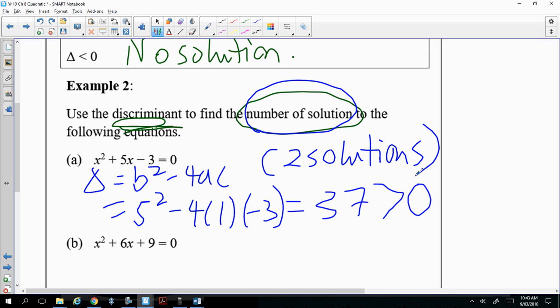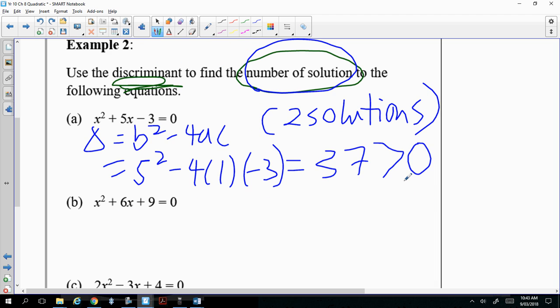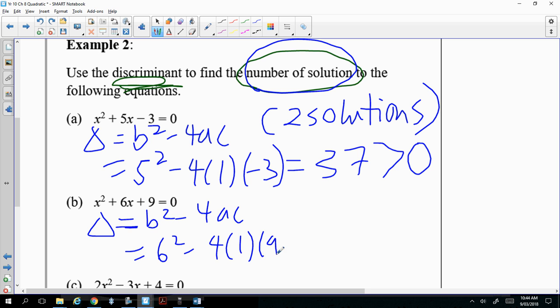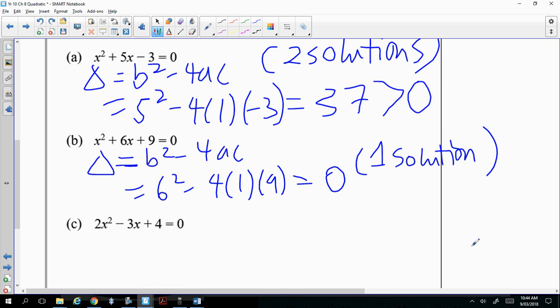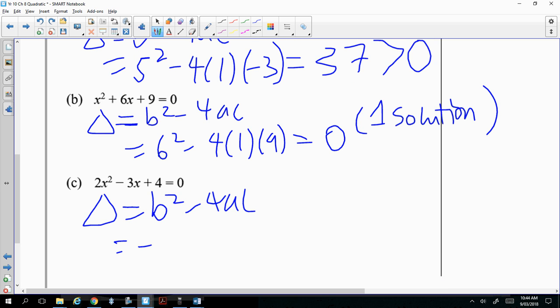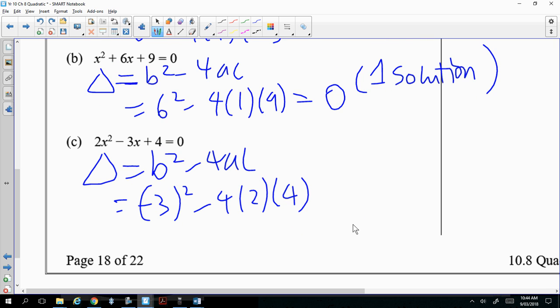And the next one, if you calculate the discriminant again, you get 6 squared minus 4ac, you get 36 minus 36, which is 0. And because it's 0, we say 1 solution. Okay? And then finally, if you do the next one, discriminant equals b squared minus 4ac, you get negative 3. Remember to put a bracket around the negative. Minus 4ac, you will get 9 minus 32, which is negative 23. Less than 0, we say no solution.